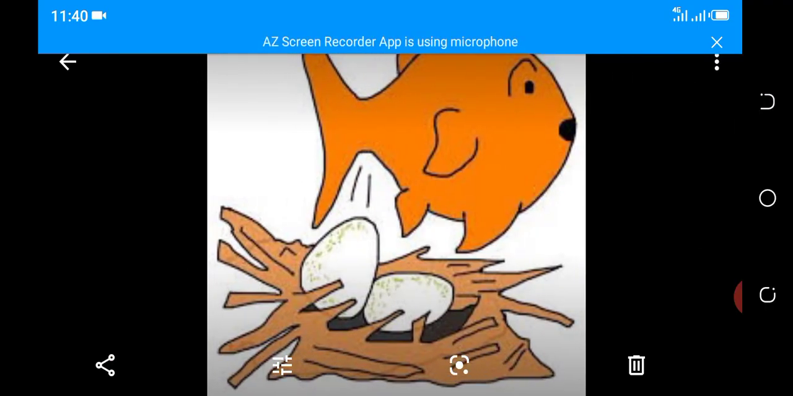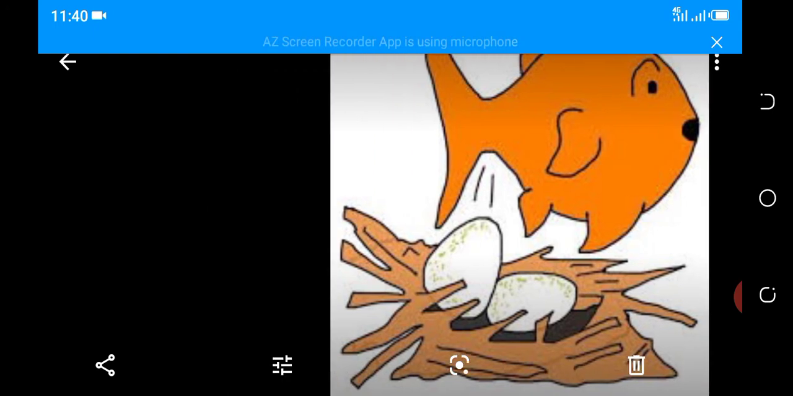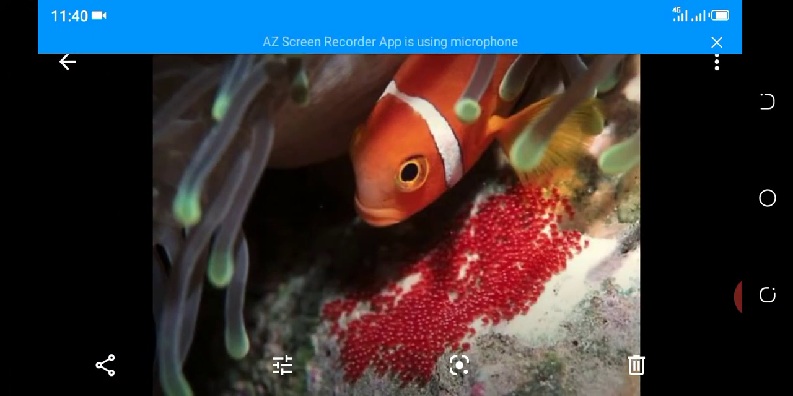Fish don't build a nest to lay eggs. Just like this, one fish can lay hundreds of eggs at one time. These small red balls are fish eggs. So one fish can lay hundreds of eggs at one time.